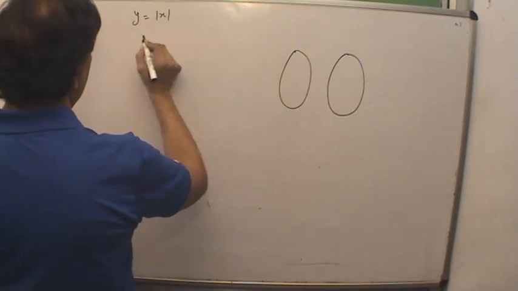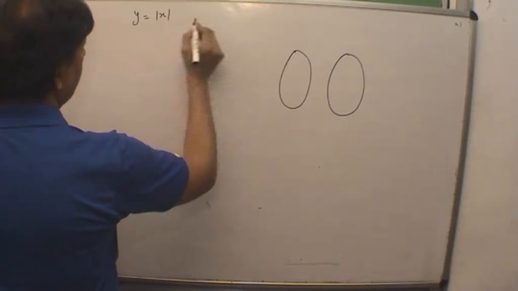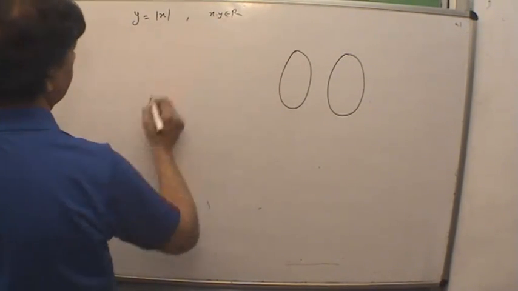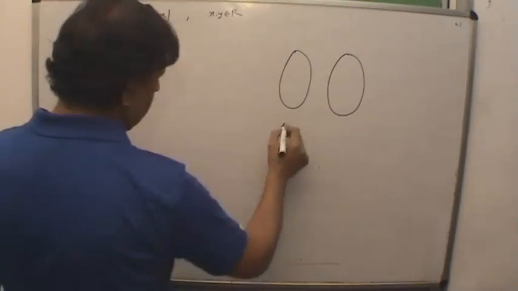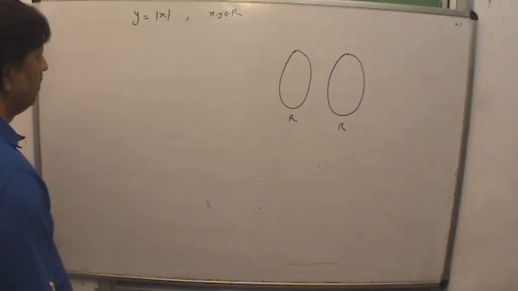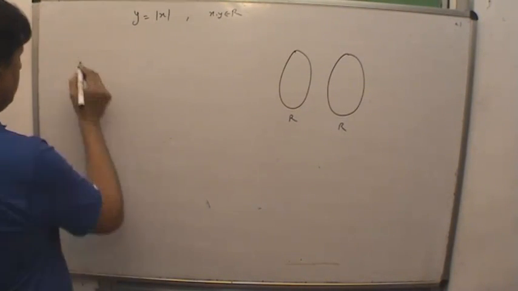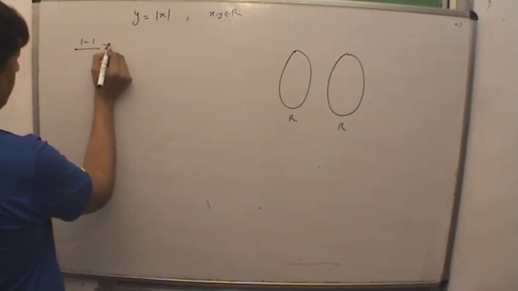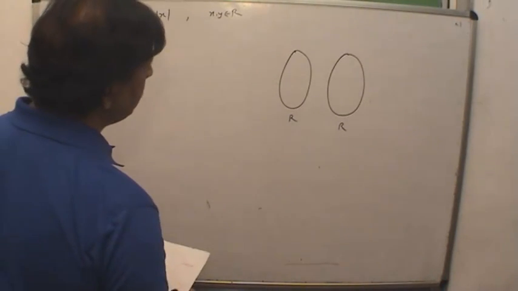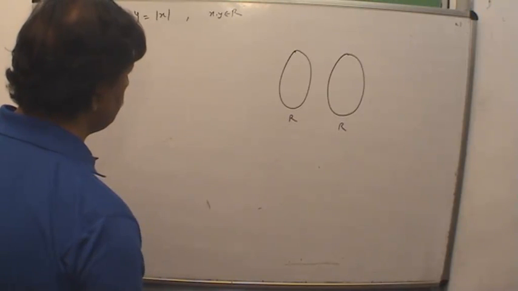Where we say x, y belongs to R, the set of real numbers. First we see one-one correspondence, or we call it the injective property.